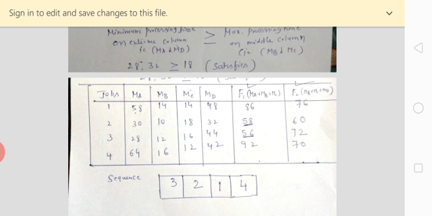My minimum processing time is available on the first machine, so I need to allot that job as early as possible, that is from left to right. That is 56. Which job? That is the third job. So I allot my third job.